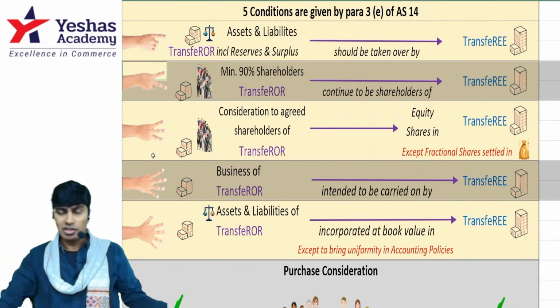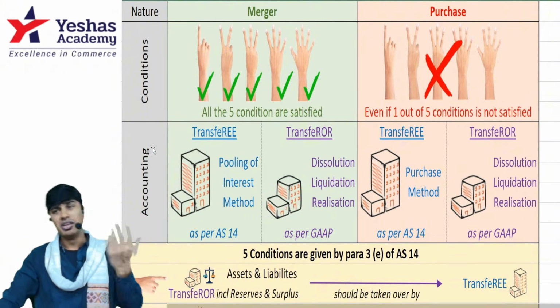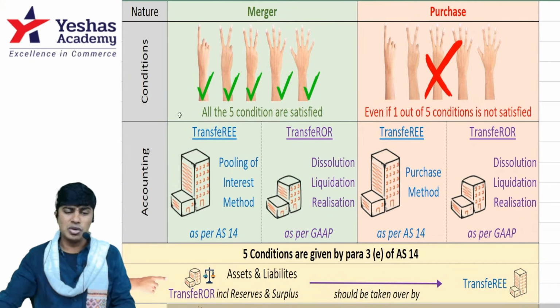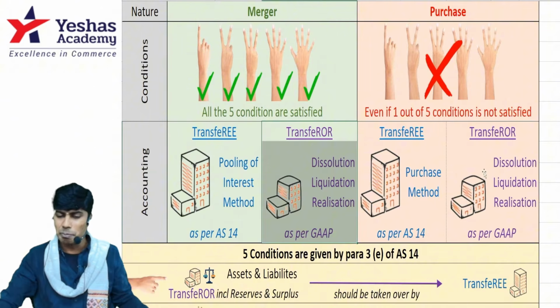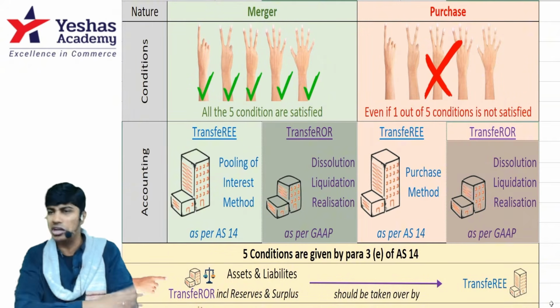That brings us to the question, why are we classifying amalgamation into merger and purchase? Very simple. When we're doing accounting in the books of the transferor, there is no impact. Whether it is merger or it is purchase, we follow GAAP, not even the accounting standard.